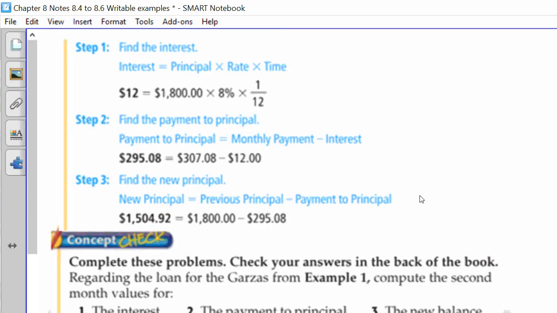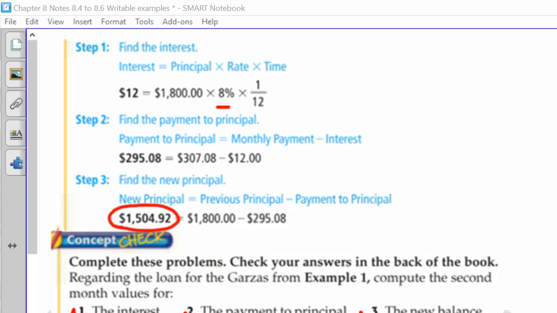Okay. We're going to take a moment and look at the second problem. So we're going to do this step again. We're going to take our loan that the Garzas had. We're going to compute the second month value for the interest, the payment to the principal, and the new balance after the second month. Okay, so the interest that we're paying, we take what we owe. So we now owe $1,504.92. We multiply it by our interest rate, which is 8%. And we divide that by 12.